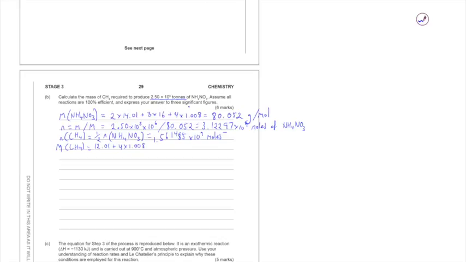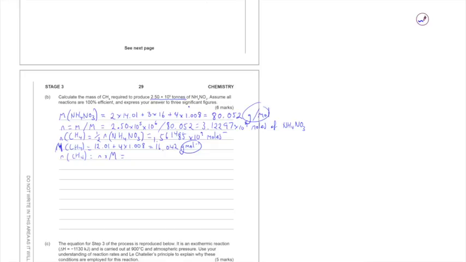Same method as before. And that equals 16.042 grams per mole. And I'm going to write it this way. Both ways are more than acceptable. So therefore, the mass of CH4 is equal to my moles times my molar mass.